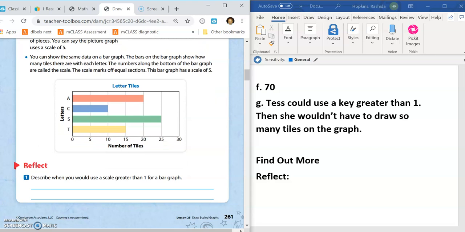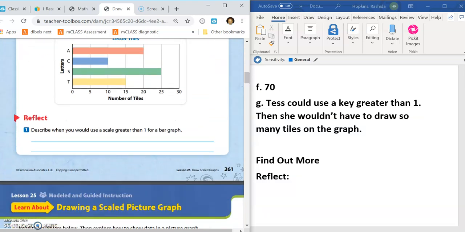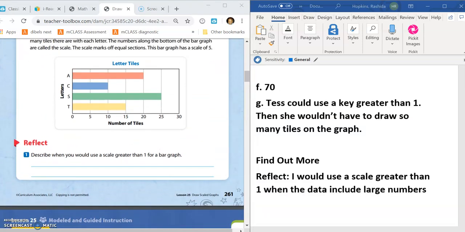Let's reflect. Take about 2 or 3 minutes, or probably just 2. Describe when you would use a scale greater than 1 for a bar graph. I'll be right back. Hopefully, boys and girls, after you've spent a little time reflecting and maybe talking it over with mom, dad, or sisters or brothers, you came up with an answer. To describe when you would use a scale greater than 1 for a bar graph, you possibly could have stated, I would use a scale greater than 1 when the data includes large numbers.